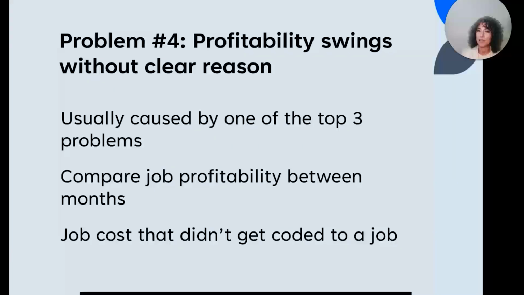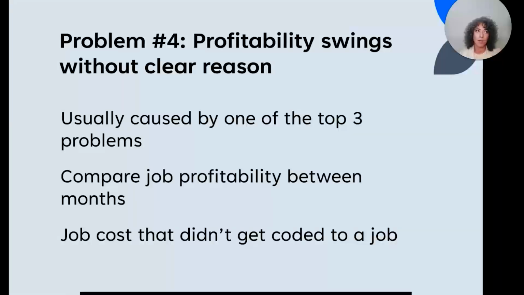And if you still see some wild ups and downs in gross profit, that typically means that there is some wildness on your job performance. Usually you can fix it by fixing one of the 3 problems we've talked about, but you can also compare profitability by job by month.